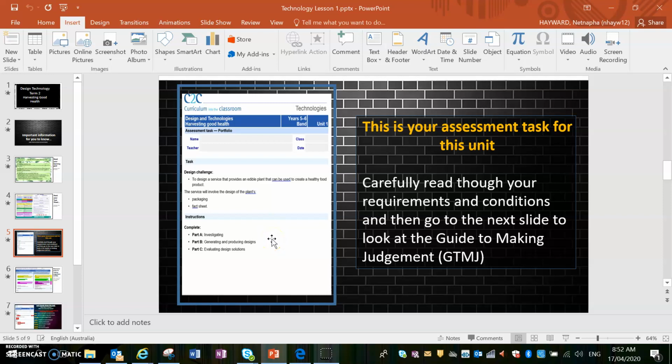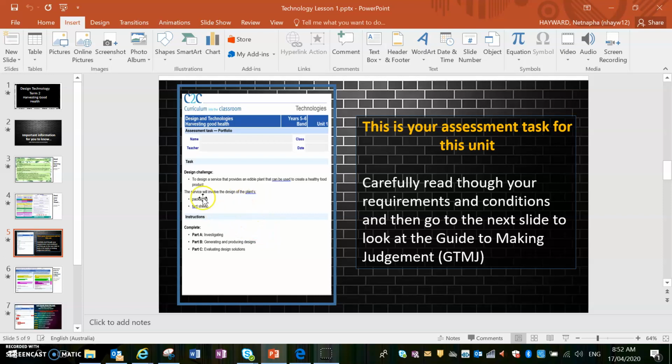Okay, with all of this we will upload into the design technology tab that you can access yourself. Okay, it's actually the design challenge to design a service that provides an edible plant that can be used to create a healthy food product.